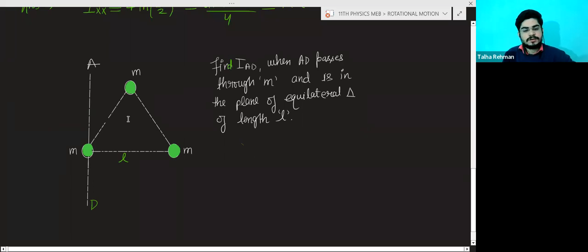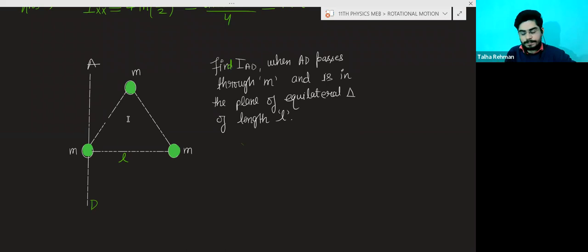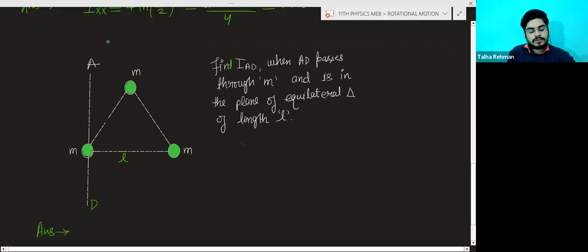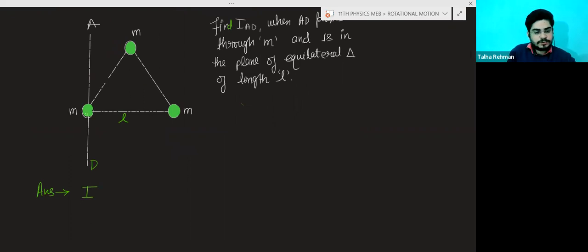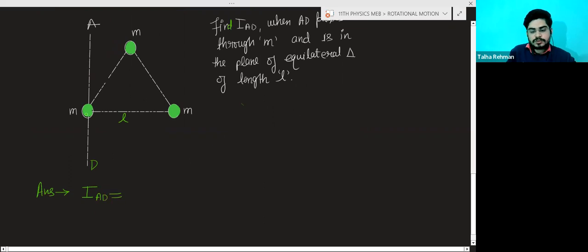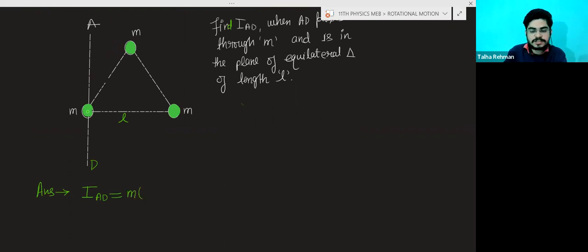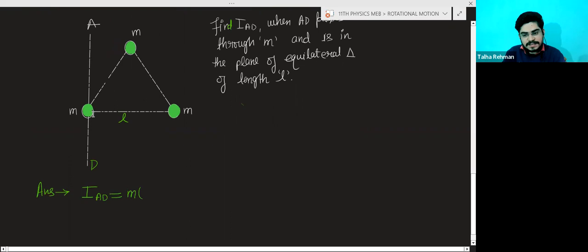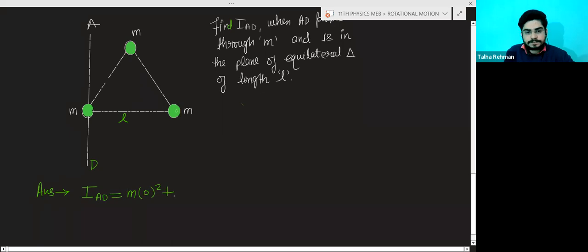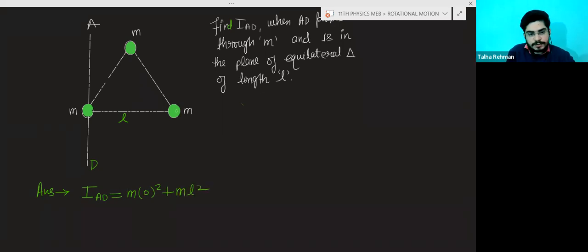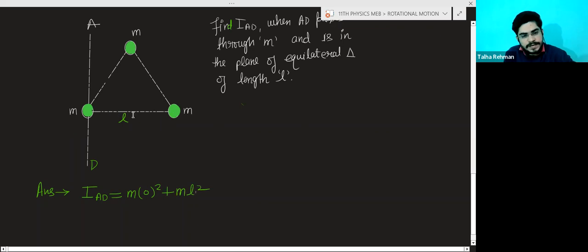How will we find it? We know that moment of inertia is mass into perpendicular distance square from the axis. One by one, for this mass, we calculate the moment of inertia about the axis AD. The distance is 0 because the axis itself passes through it, so it is 0 square. For this mass, it will be m L square because this is the perpendicular distance.